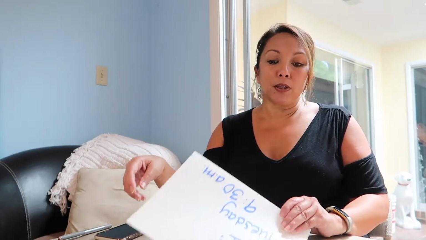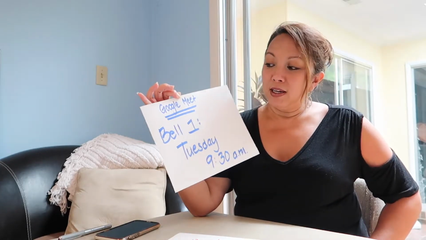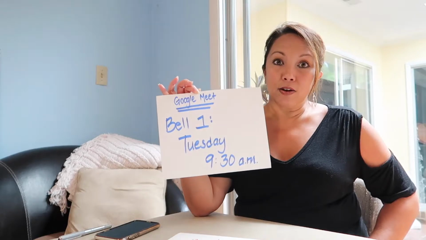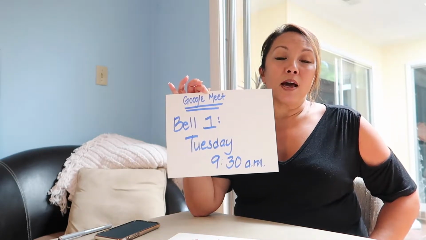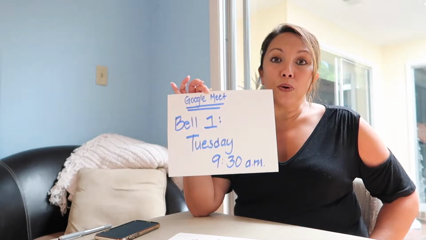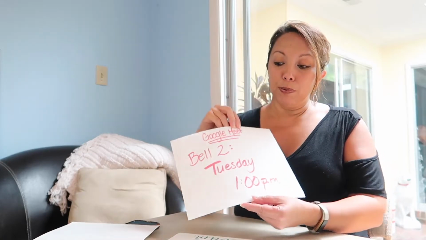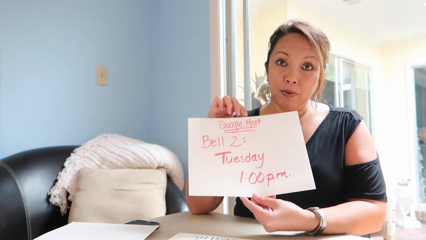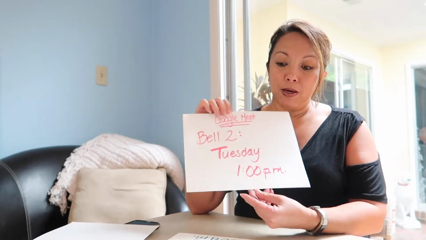So I just want to go over the times of the Google Meet. So these are the only times that the Meet is available for my particular class. If you're in my Bell 1, Google Meet Bell 1 will be Tuesdays at 9:30 a.m. So you go to the link and then put in the code, and then I will be there. Google Meet for Bell 2 will be on Tuesdays at 1 o'clock p.m. So if you're in my Bell 2, report to my Google Meet at 1 o'clock p.m.